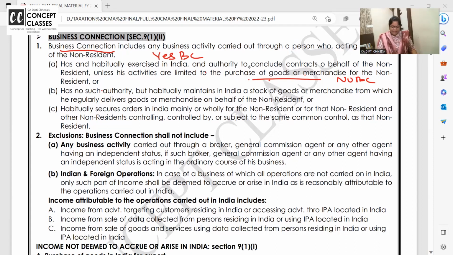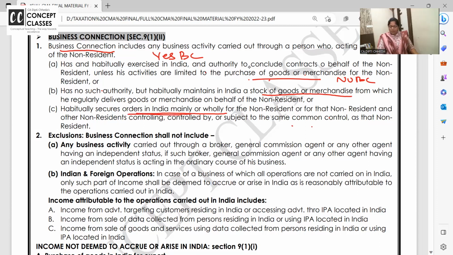Yes. Next. It has such authority, but habitually maintains in India a stock of goods from which it delivers the goods and all. Okay? So there is a stock of goods in India. Habitually secures orders in India, mainly or wholly for the non-resident or for the non-resident and other non-residents, controlled by or subject to the same common control.